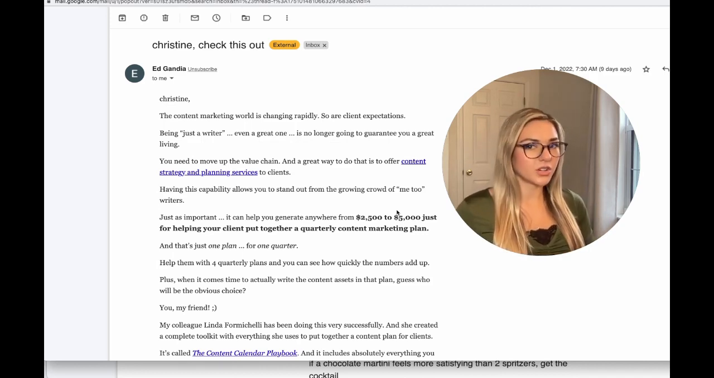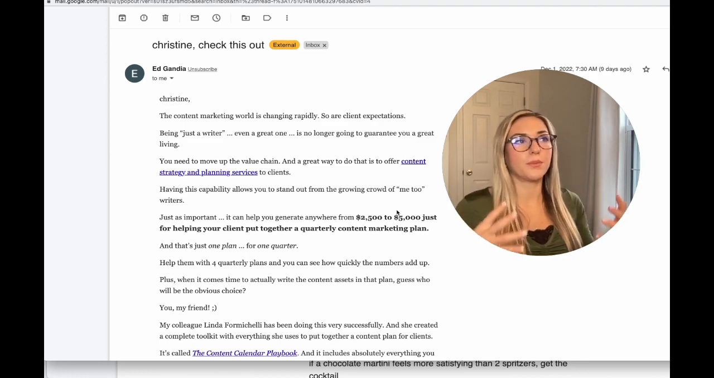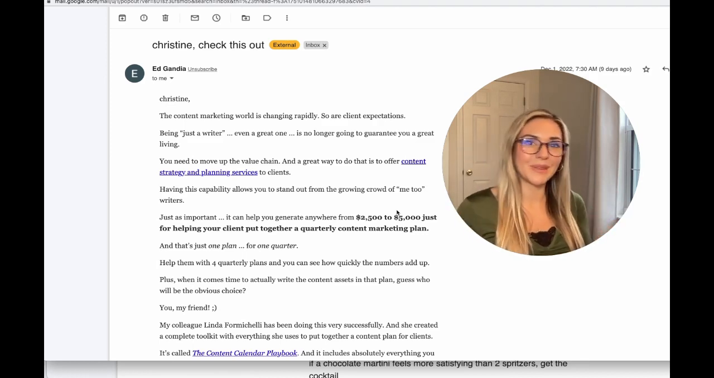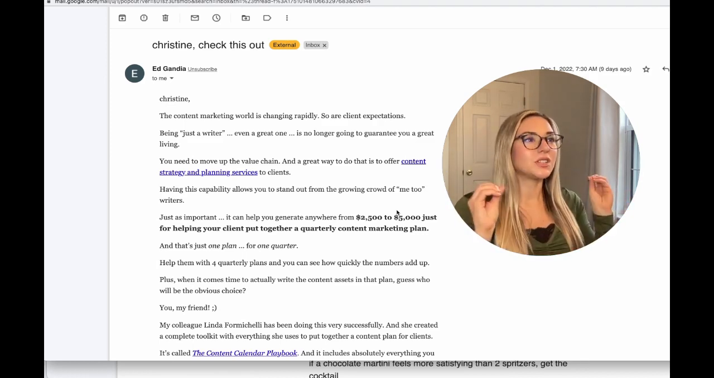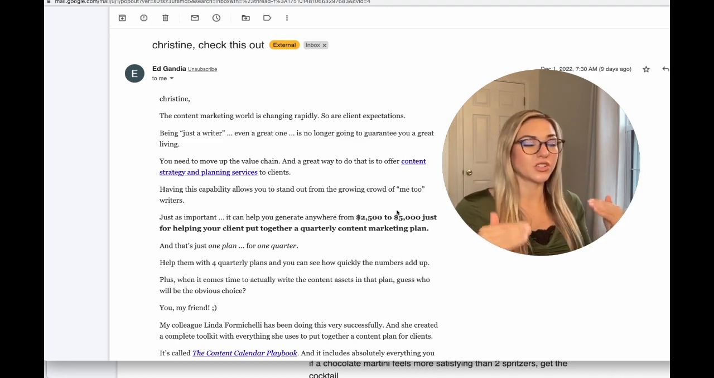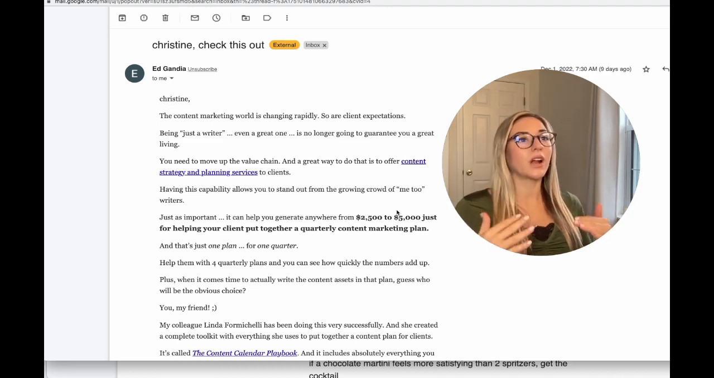So again, he's agitating. Like, as writers, we can really resonate with this. We know things are changing. We know that content marketing is this sphere that we really need to keep up with. And we know that our livelihood is based on client expectations, right? So he's tapping right into something that's already on our mind. And then he's moving right into agitation.